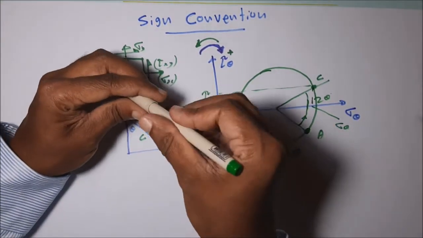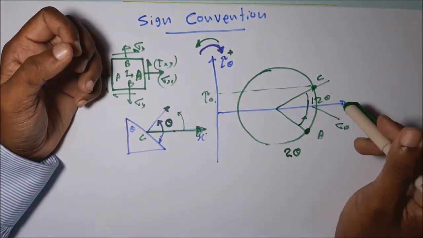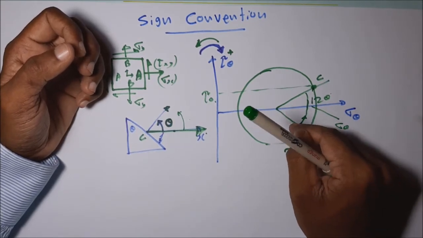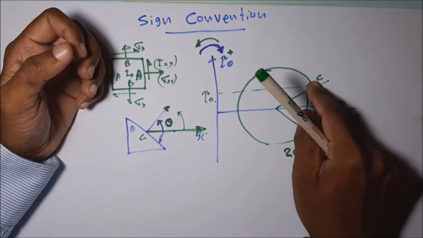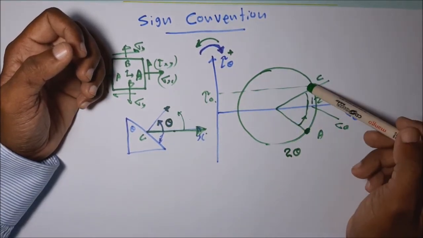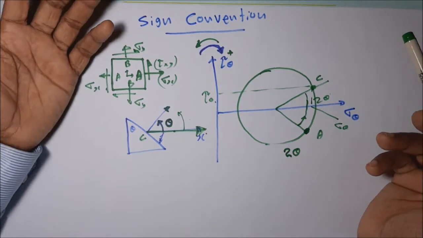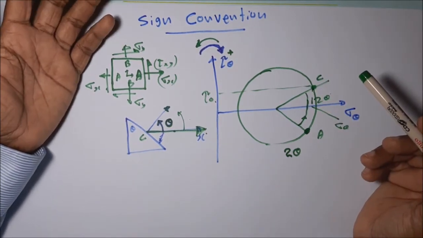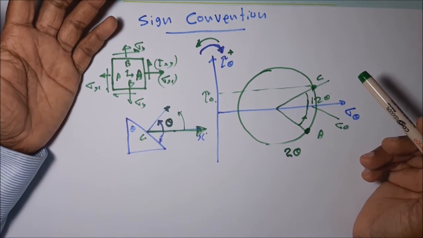This is how we are finding the unknown point stresses. First, we have to locate this point A. Then from point A, we are measuring these angles. Then we can locate the unknown point on the circle. Then by reading these two values, we can find the sigma theta and tau theta for that point. That is the procedure we are following.